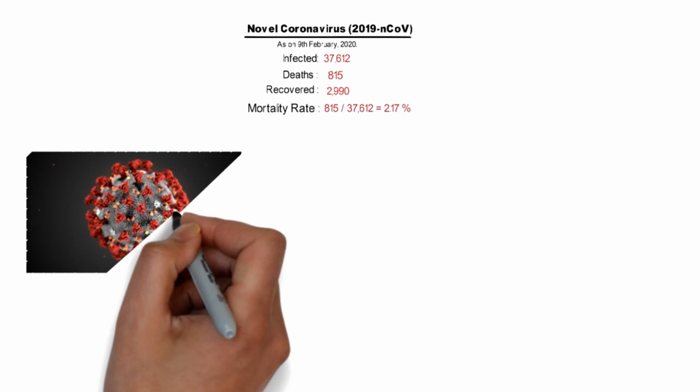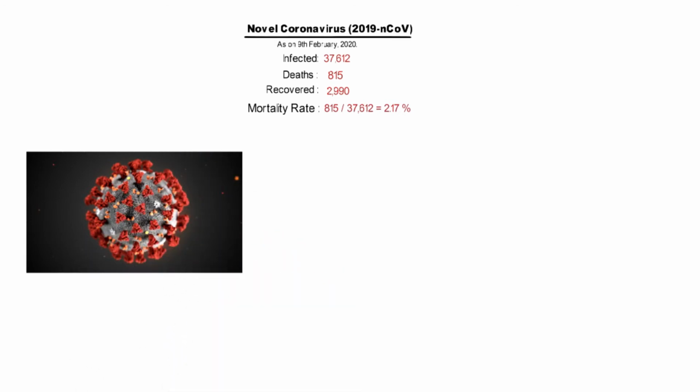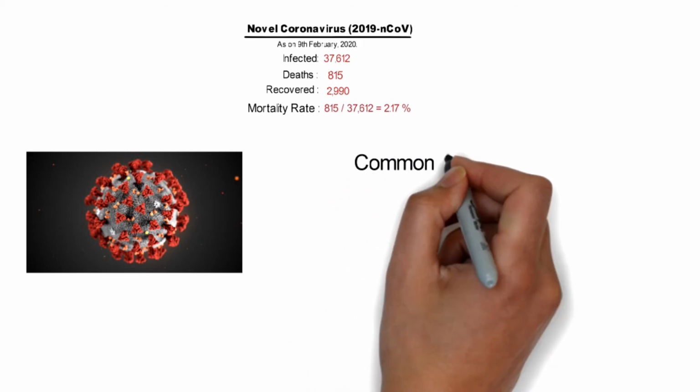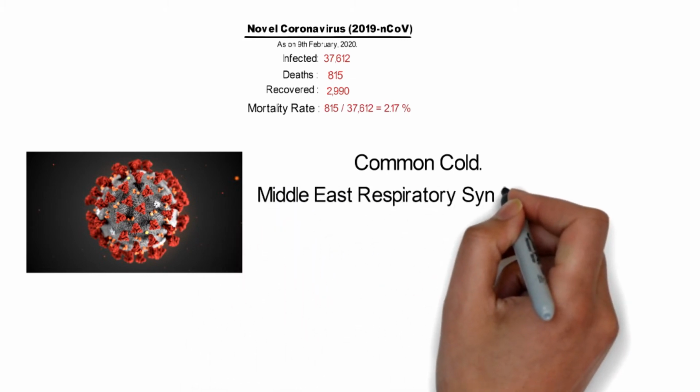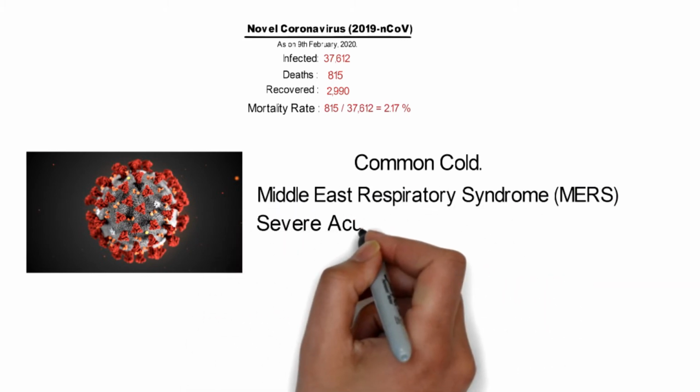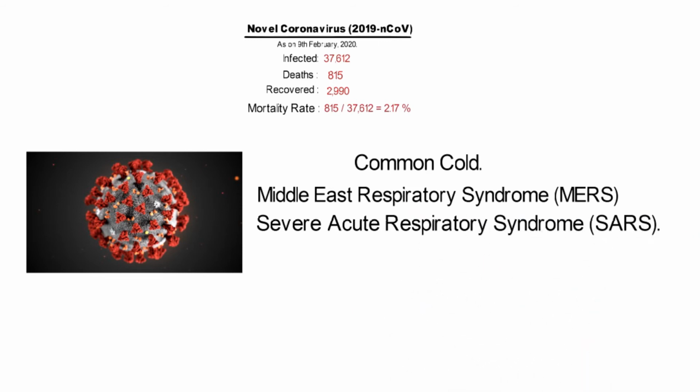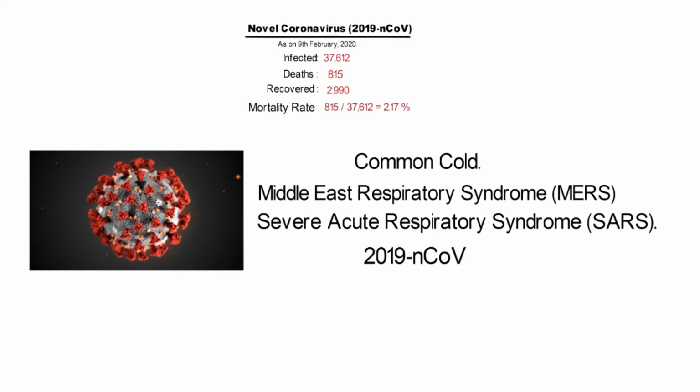This is how coronavirus looks like. The term corona comes from the crown-like structure around it. Coronaviruses are a family of viruses where common cold, Middle East respiratory syndrome, severe acute respiratory syndrome and novel 2019 coronavirus are in this family. The term novel comes from the word new, as it is a new coronavirus.